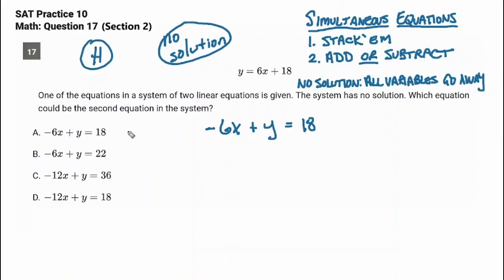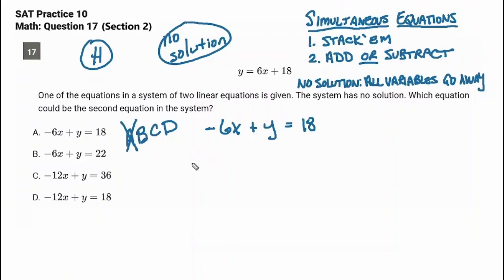All right, I'm going to write A, B, C, D because I know I'm going to cross off. The other wrinkle here is answer choice A. Look carefully at it. Negative 6x plus y equals 18. That's the same equation. You don't have two equations. You just have one. You don't need to do anything with answer choice A. Can't be the answer. It's gone.